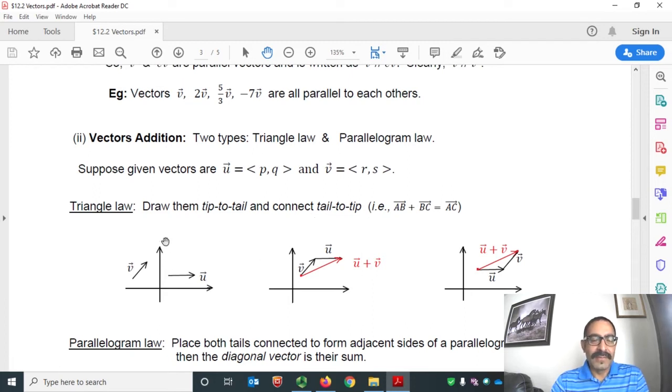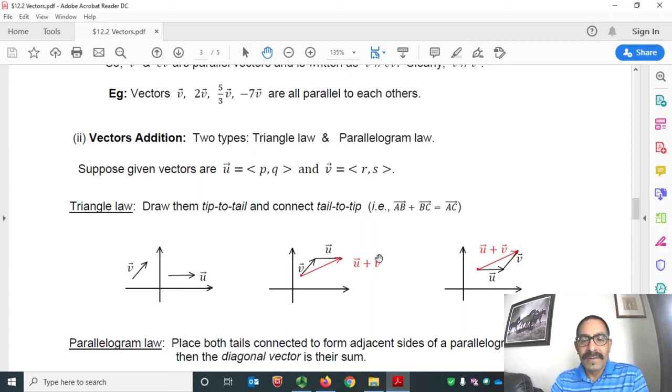So that means, let's say we have the u vector and the v vector. Here, fix the v vector as it is, since these vectors are free-floating objects. Just copy the u vector and paste it in such a way that the tail of the u vector joins the tip of the v vector. Then join the tail of v to the tip of u. Then this vector is the sum of these two vectors.